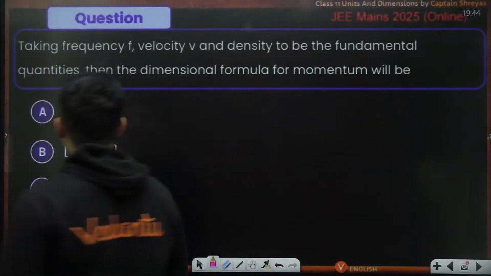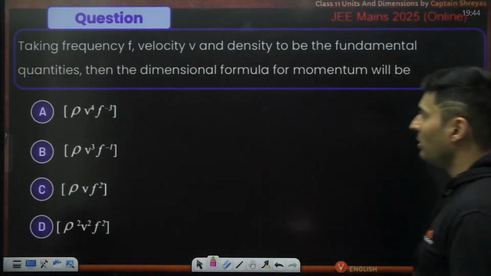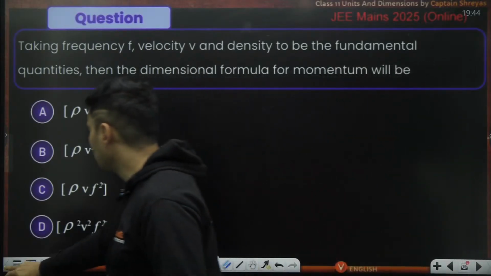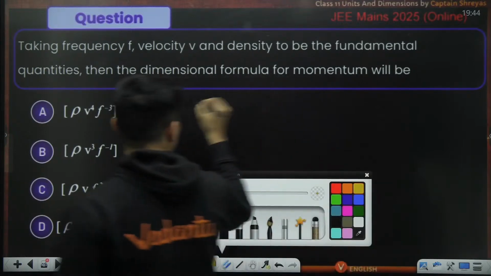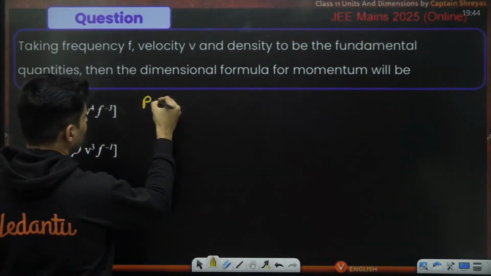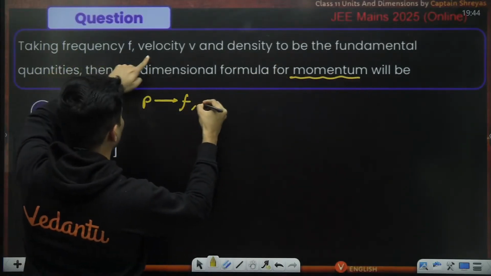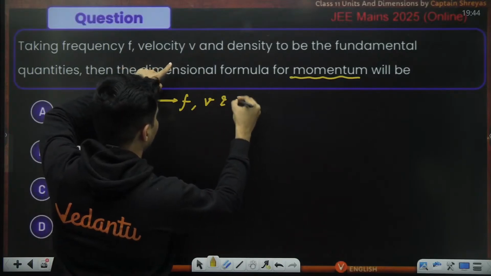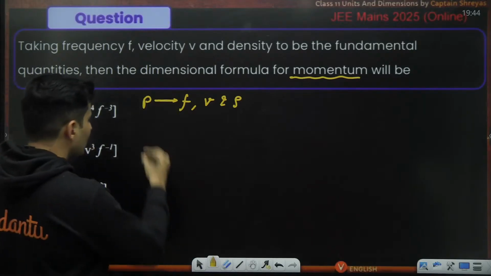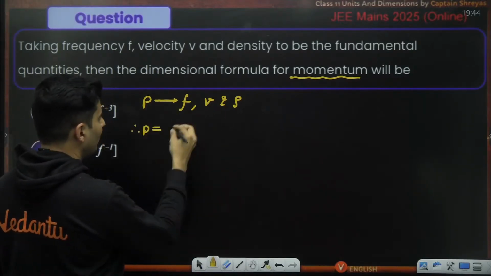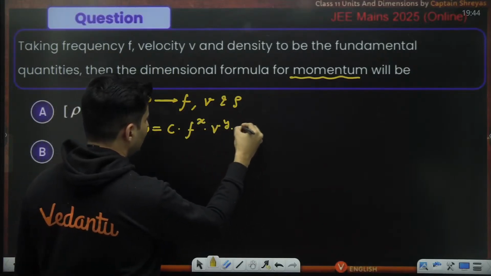It's a pure English match. Taking frequency, speed and density to be fundamental, figure out the dimensional formula of momentum. Basically, over here, if you notice, momentum, the symbol for which is P, depends on frequency, velocity and density, which is rho. Rho is density, V is speed, F is frequency. So can I assume P, which is momentum, is some constant into frequency raised to X, velocity raised to Y, density raised to Z?